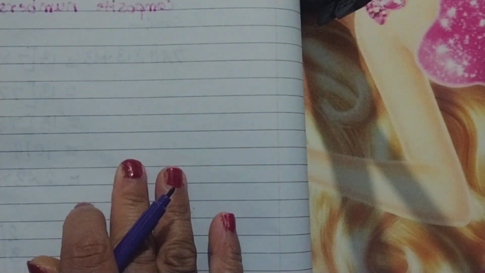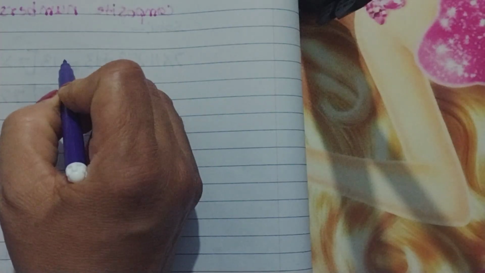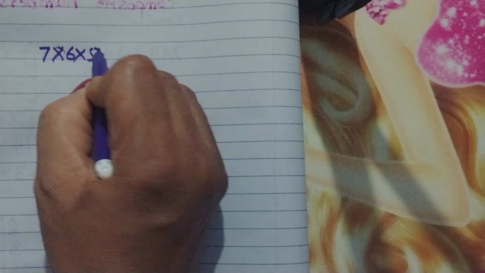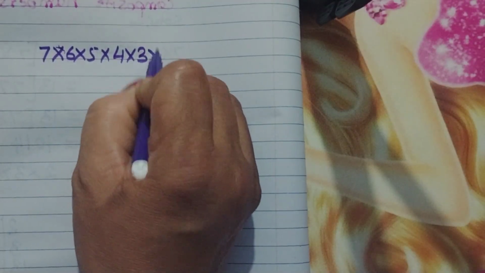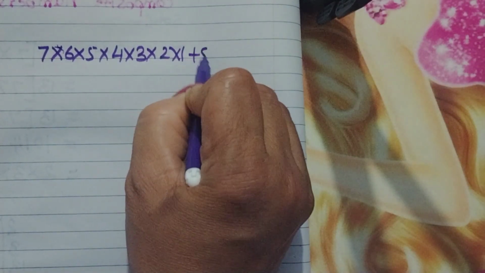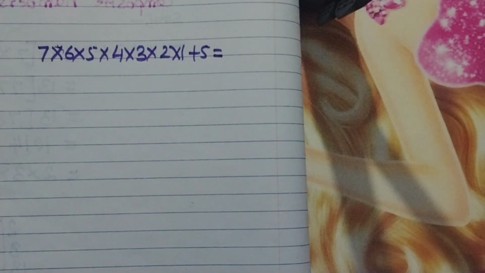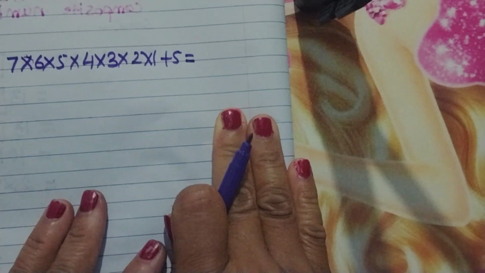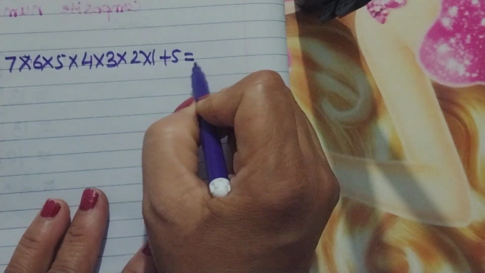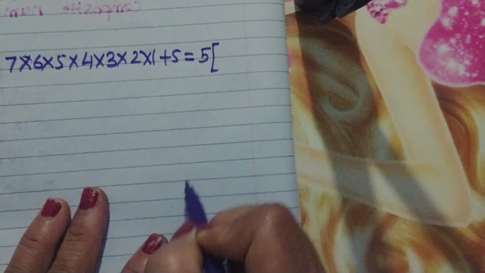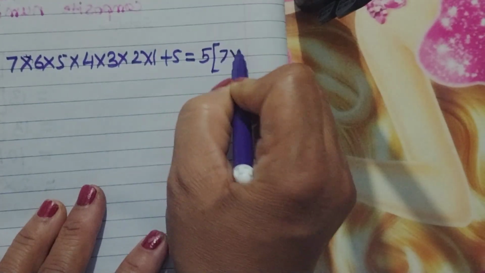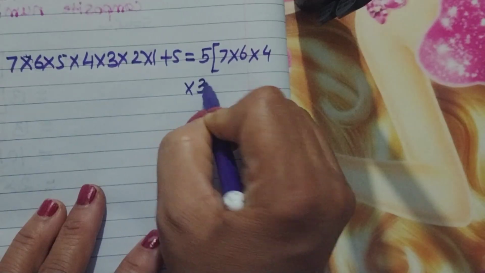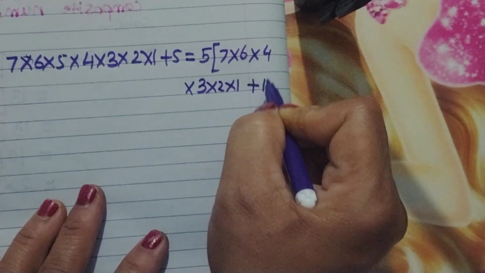Now we prove our next part, that 7 multiplied by 6 multiplied by 5 multiplied by 4 multiplied by 3 multiplied by 2 multiplied by 1 plus 5 is also a composite number. So this can be expressed as follows. If you take 5 as common, then inside the bracket we get 7 multiplied by 6 multiplied by 4 multiplied by 3 multiplied by 2 multiplied by 1 plus 1.